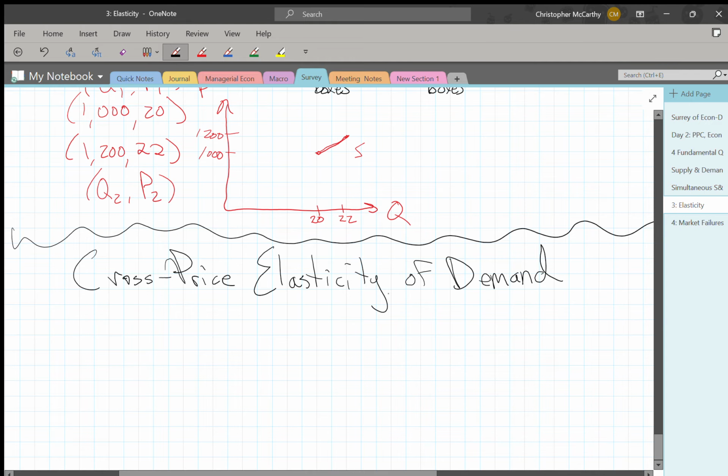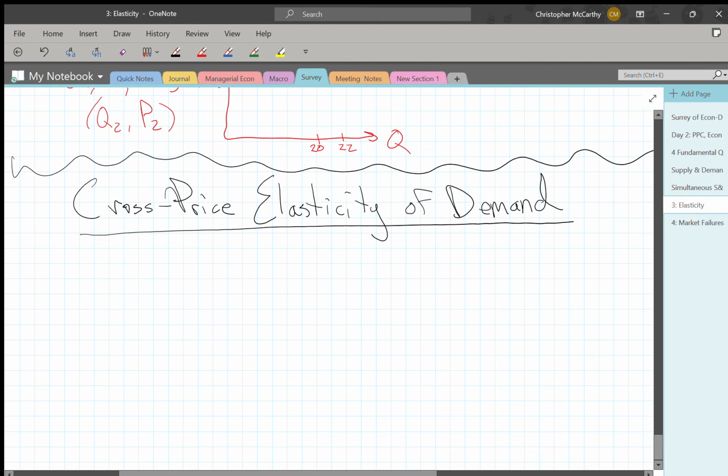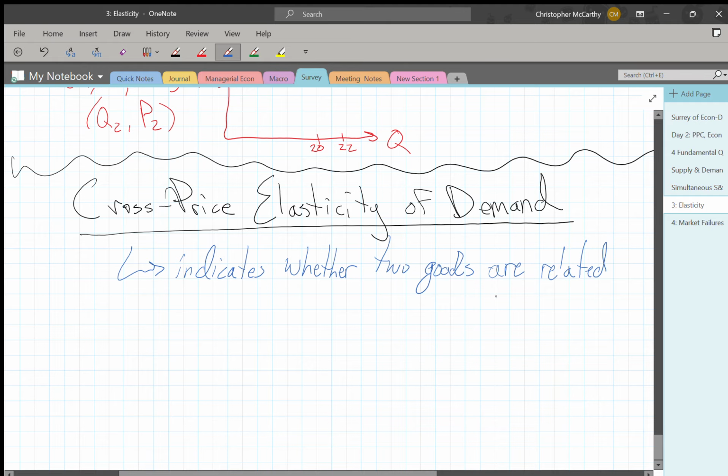So cross-price elasticity of demand is really the thing that's indicating whether two goods are related, and specifically, if they are complements or substitutes.